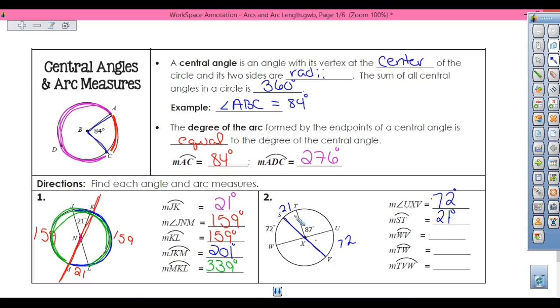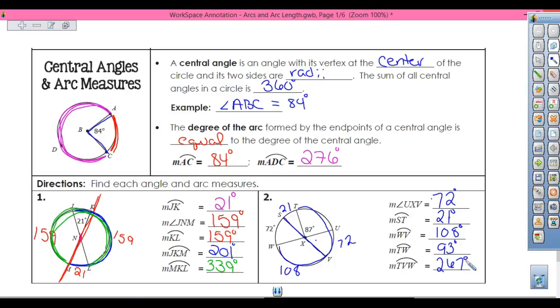So WV, what did we say WV was going to be? 108. We can take 180 minus 72. Okay, now we have everything, so TW is 93, yep, because it's two letters, so it's going to be less than 180. And then TVW. So from T all the way around to there gives us who? 67.